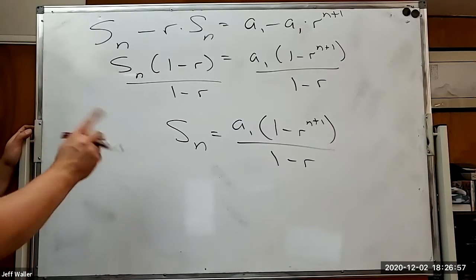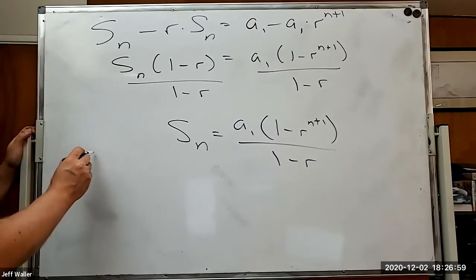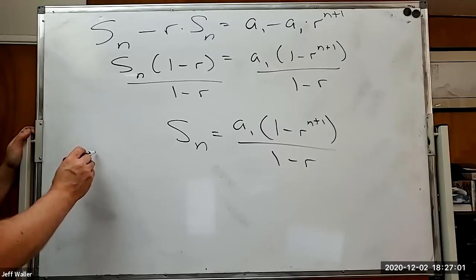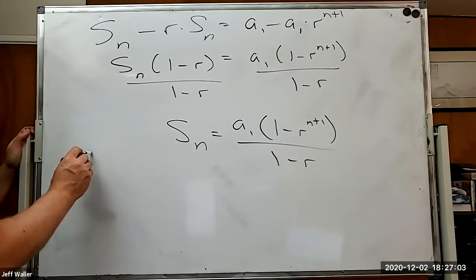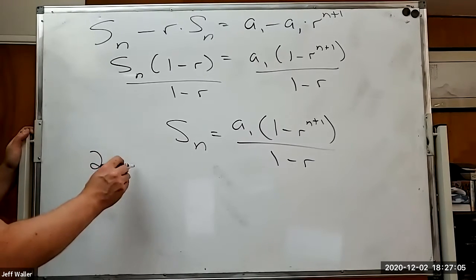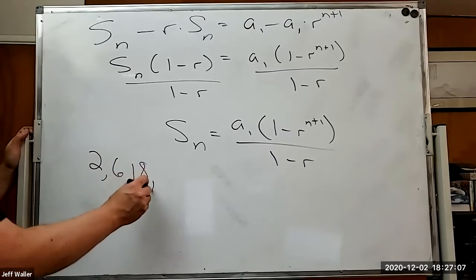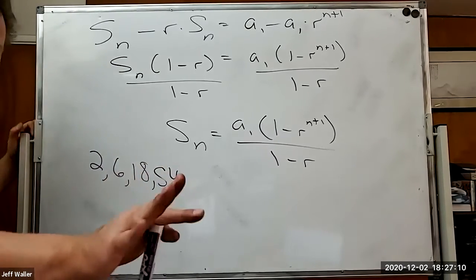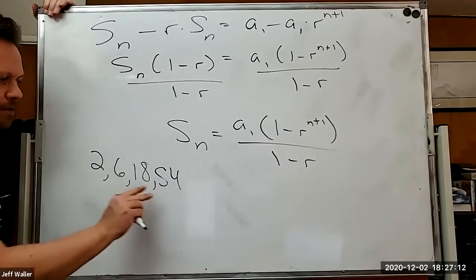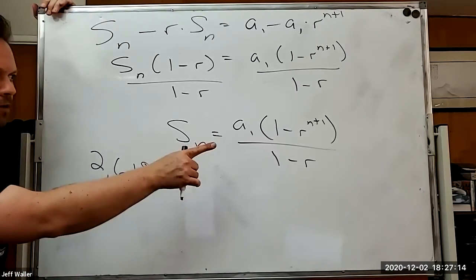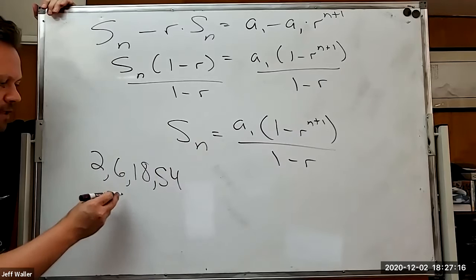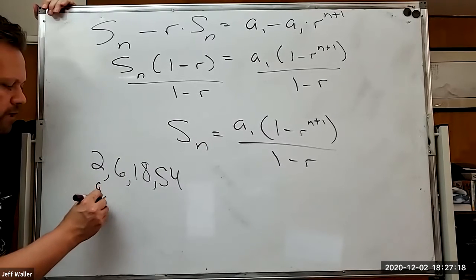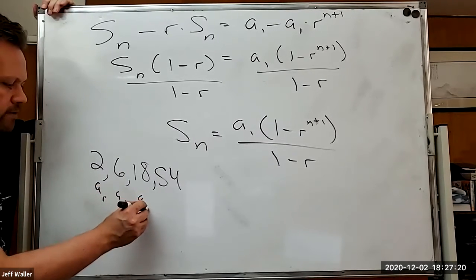That feels wrong. Let's check it. Something feels wrong about that. So let's do this with a nice 2, 6, 18, 54. Just go with me. We're going to do a very simple example to see if that works. So this is obviously a1, a2, a3, a4. So I'm going to want S.